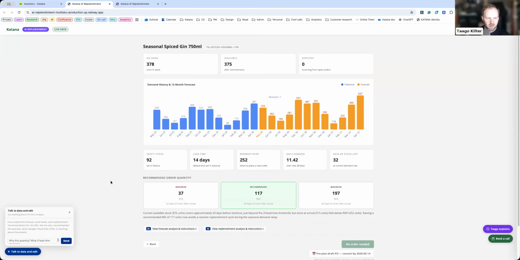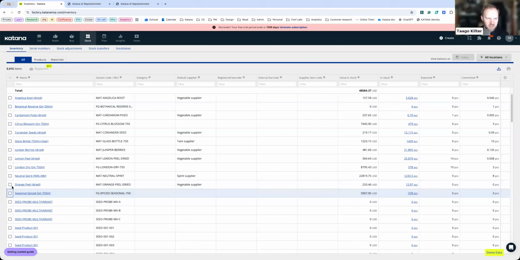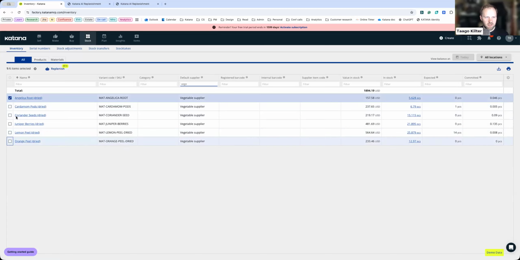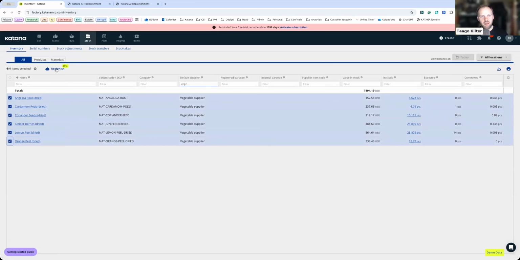But I would like to show you now the same thing in multiple SKUs. So in my case, for example, you would want to know what you need to order and how much from a specific supplier you have. So I'm just giving you one scenario here. I select the vegetable supplier. I select all the items from that vegetable supplier and I hit replenish.